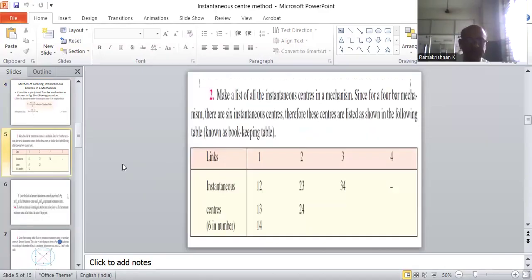Next is to draw the bookkeeping table. Here, for our consideration, there are 4 links. Then the instantaneous centers. So we have to write the various combinations of the instantaneous centers possible. We already know the number of instantaneous centers is 6. So I12, I13, I14, I23, I24, I34. So there are 6 instantaneous centers.